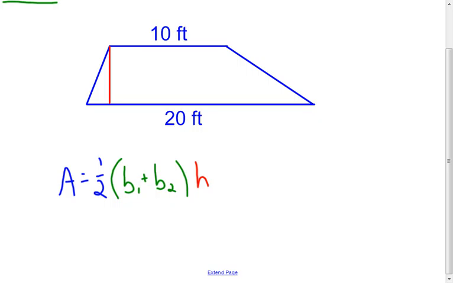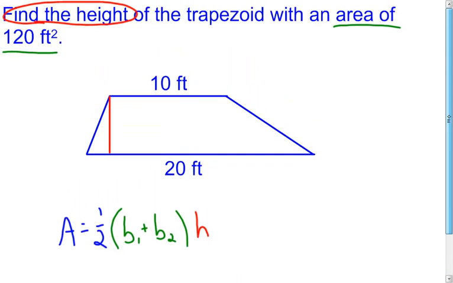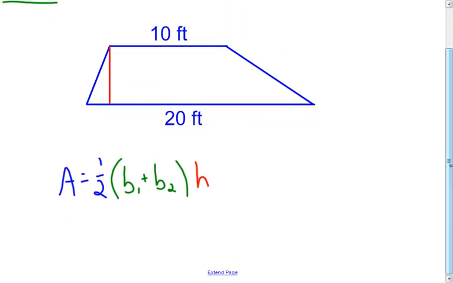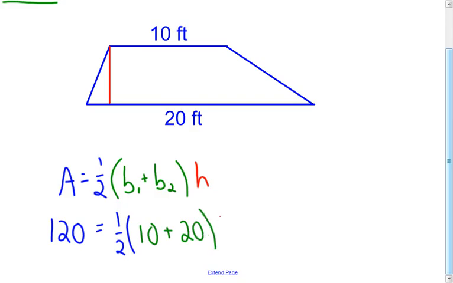Remembering my formula, now I think about this, and all I have to do is plug in what I know. It told me in the problem that the area is 120 square feet. I'm going to plug that into the A in my formula, equals, well, 1/2. Base 1, I see, is 10 feet, and it really doesn't matter which one is which. Plus the length of base 2, which is going to be 20, and then times my height. I don't know that.